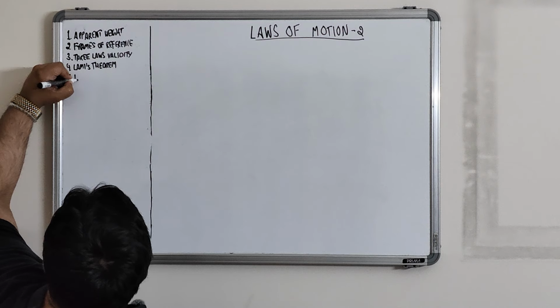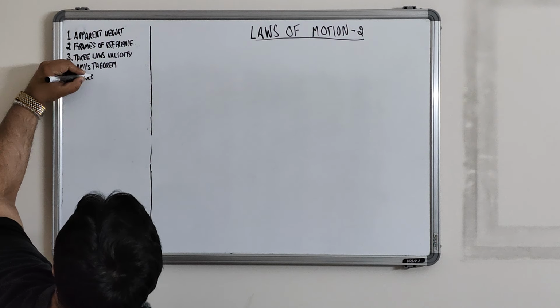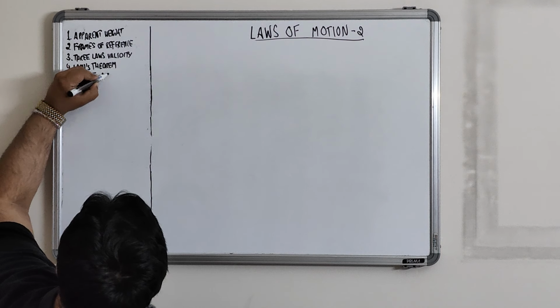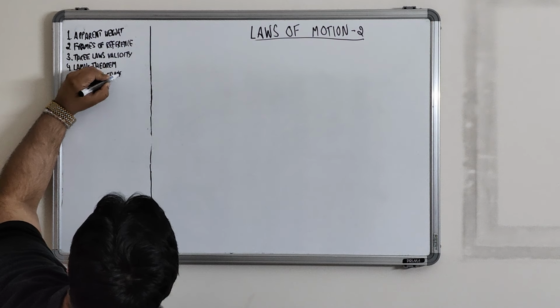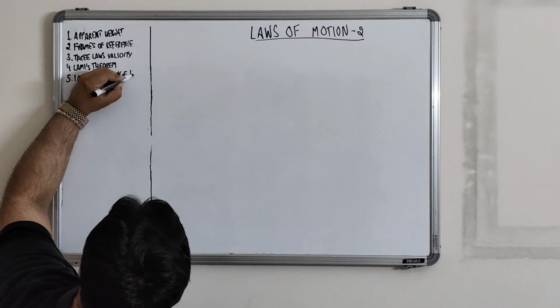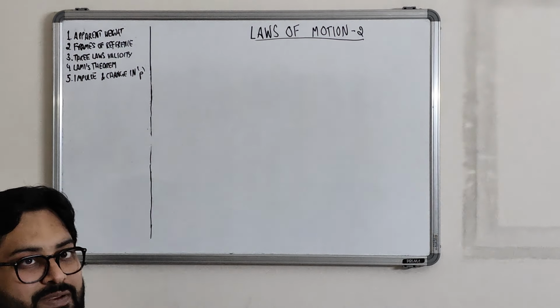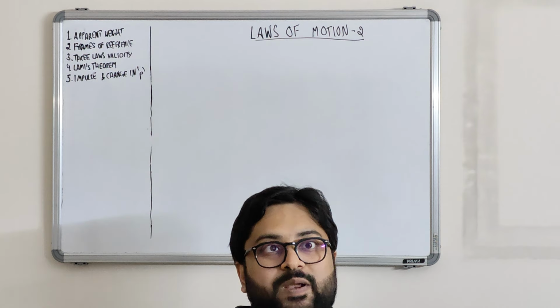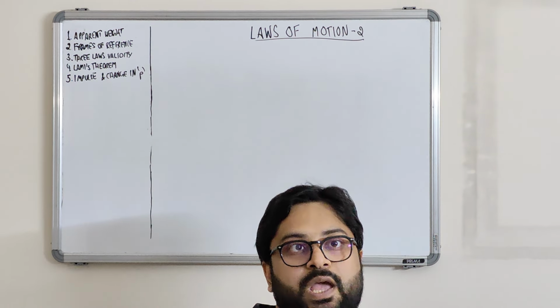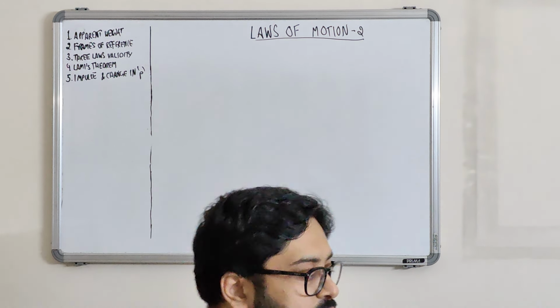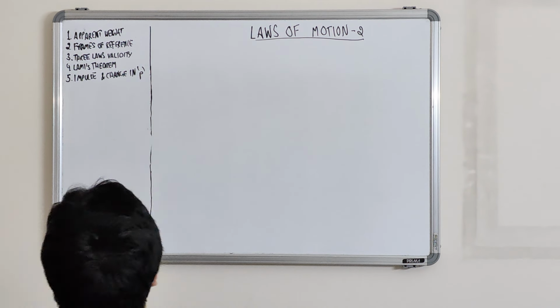Then we'll see impulse and change in momentum. Momentum is represented by P, so I'll just put in small p. Now when we talk about physics, we have different P's. So one is momentum, one is pressure, one is power, and we'll be using two of these today. So keep that in mind.